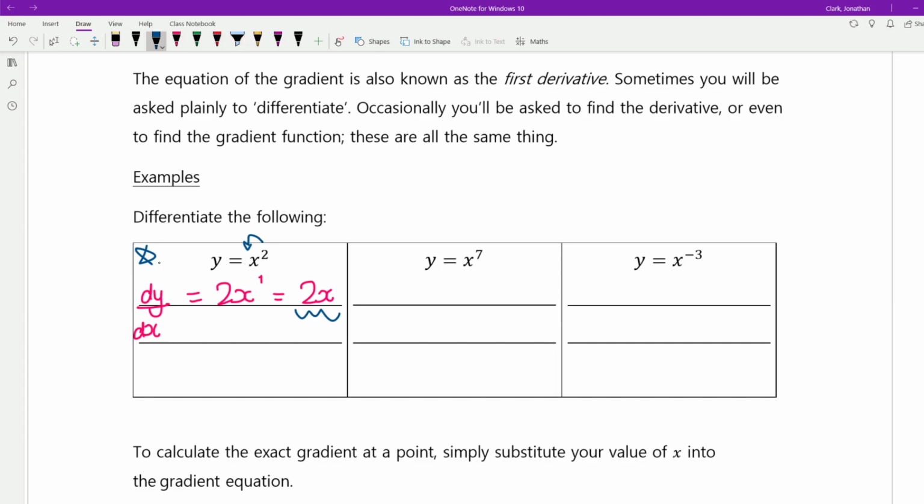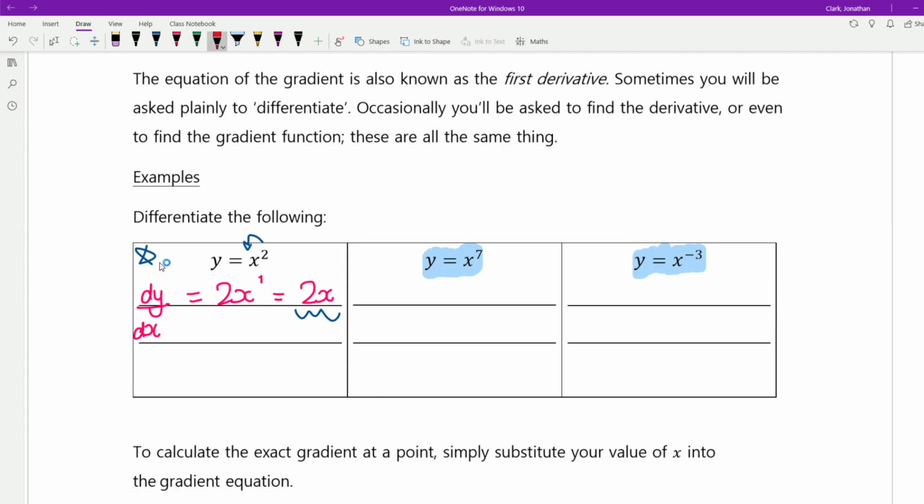Now, I'll give you a moment to pause the video if you want to try these yourself. We've got x to the power of 7 here, and we've got x to the power of minus 3 here. So if you just want to try those yourself, give the video a pause right now, and I'll go through the answers very shortly.